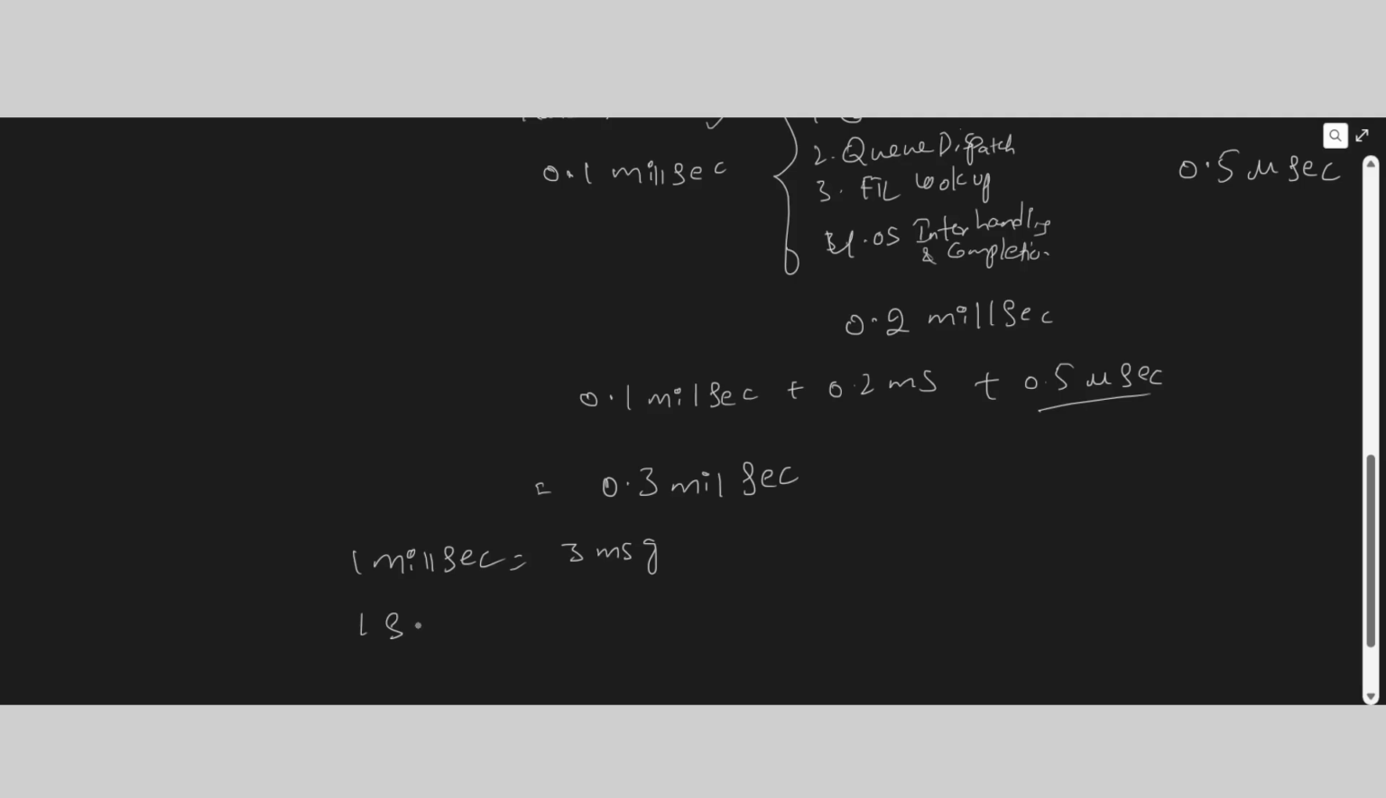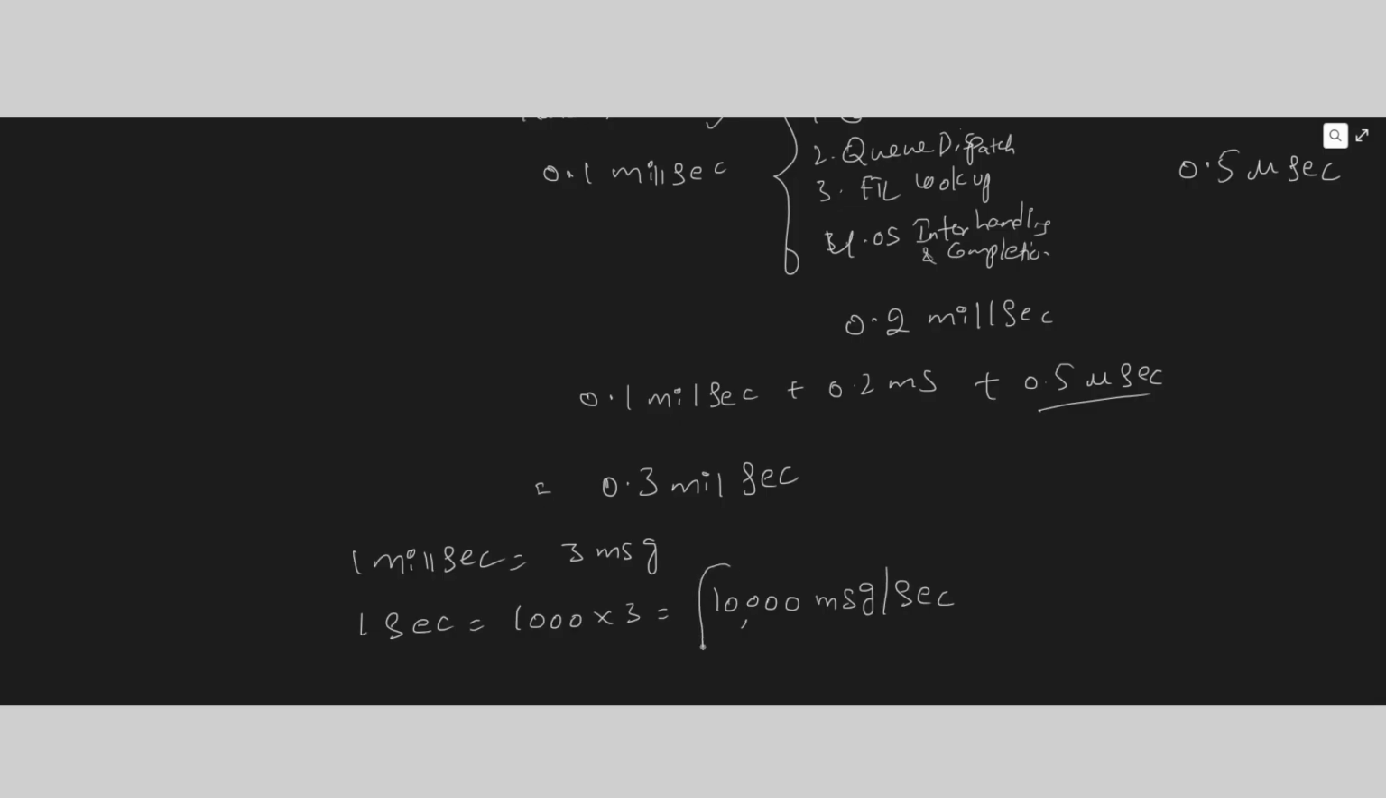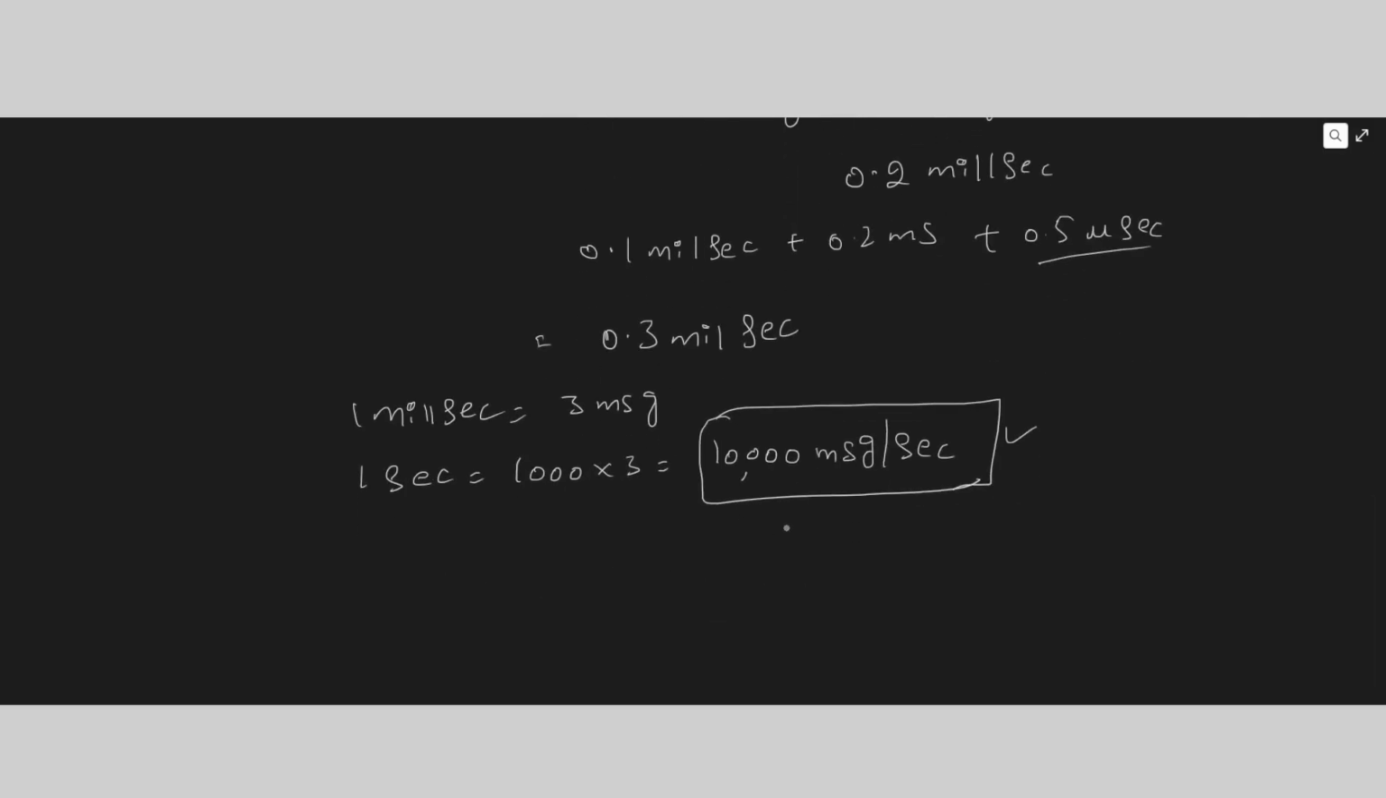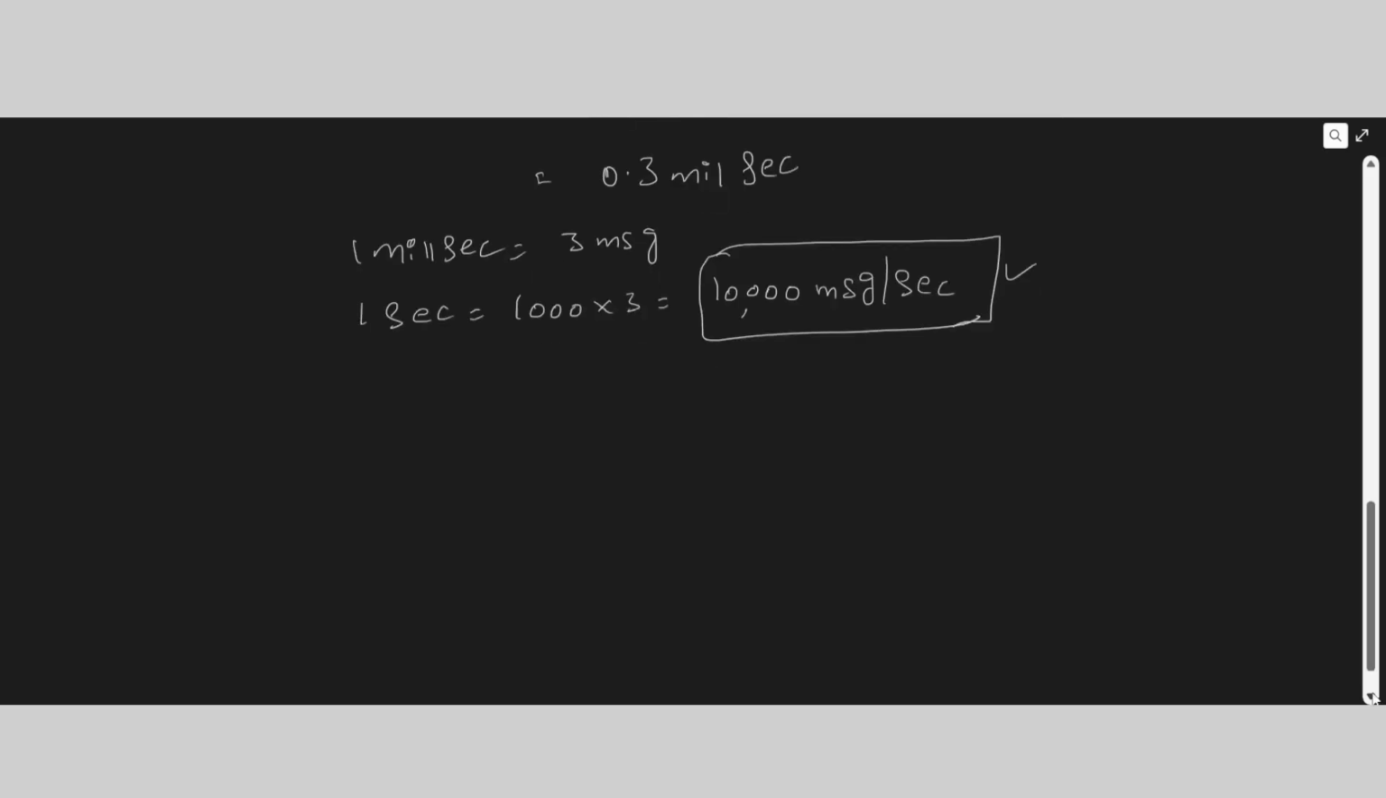If you take 1 second, which is nothing but 1000 milliseconds, 1000 into 3 is 3,000 messages per second. So with this approach, you can write only a few thousand messages per second from the OS page cache area in the RAM to the disk. Do you think this is good enough? Not at all, right? We need to insert millions of messages per second into the disk. 10,000 is nothing. So how did Kafka handle this?